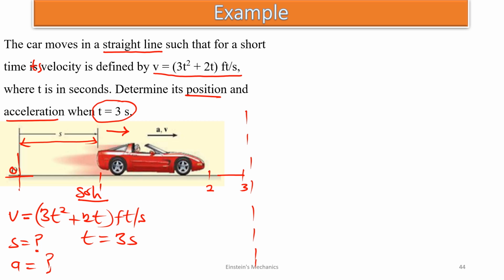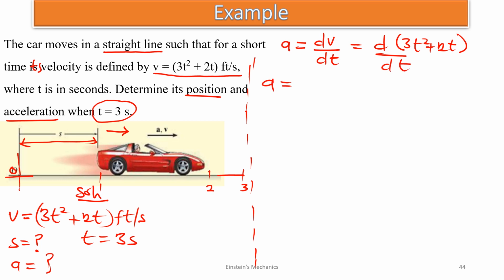First, when we differentiate, so let me first find the acceleration. The acceleration is going to be the derivative of the velocity with respect to time, right? Which is equal to a certain derivative of the function 3t squared plus 2t with respect to time. So the function of acceleration is going to be 6t plus 2 if you differentiate this function.